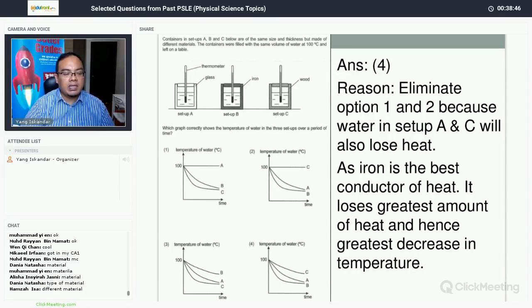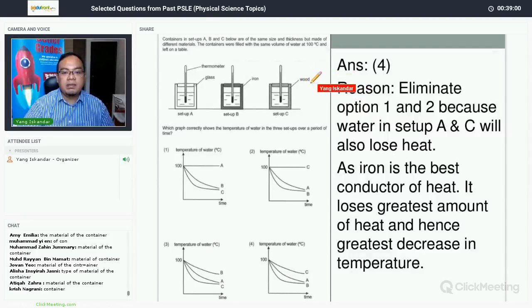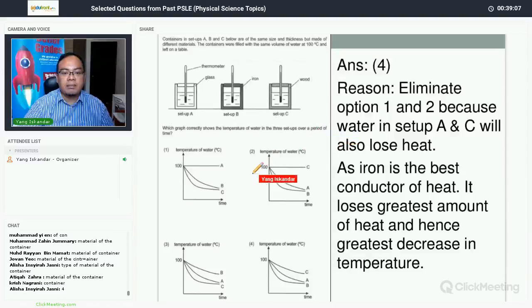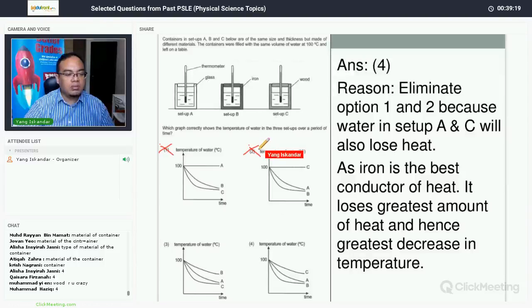The material of the what? Material of the, you must be specific. Material of the container. Okay, material of the container is the change variable. Very good. In setup A, you have made of glass. In setup B, made of iron, and in setup C, made of wood. So which graph correctly shows the temperature of the water in the three setups over a period of time? So you can see here, you can actually eliminate option 1 and option 2. Do you know why? Why can you eliminate option 1 and option 2?